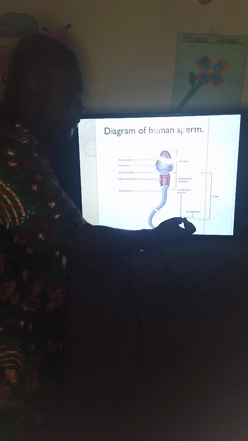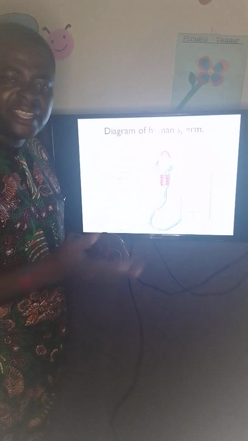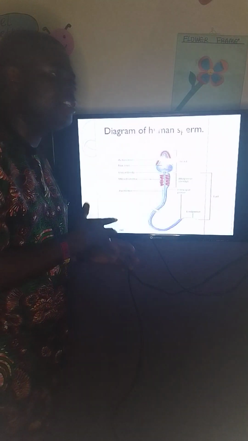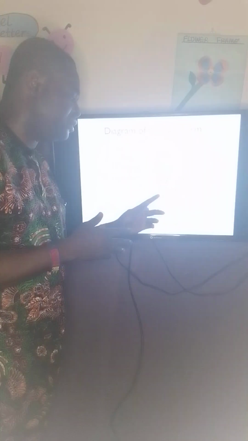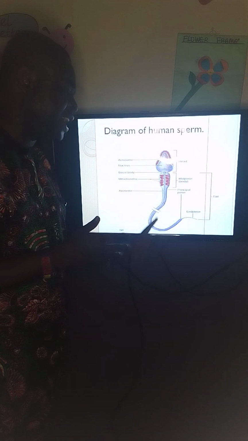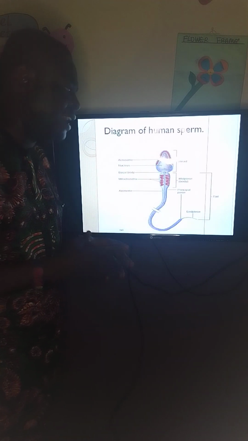Then the flagellum is a whip-like structure, like a cane, that the sperm uses to swim. Without the flagellum, the sperm is called a spermatid. It is immotile, it cannot move. Take note of that.